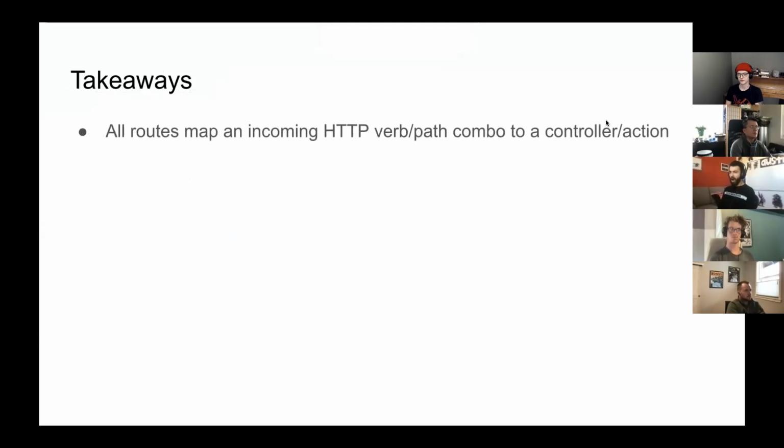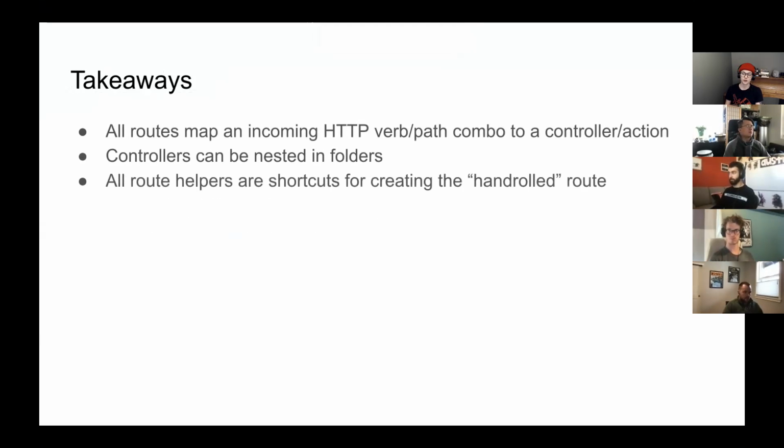So these are the big things to remember. All routes map an incoming HTTP verb and path combination to a controller and an action. Controllers can be nested in folders, and this is useful if you have a group of routes and controller actions that make logical sense together in a case such as authorization. All route helpers are shortcuts for creating the hand-rolled route. This is why in the first project, we really wanted everybody to go through that process of thinking through the verb path combinations and the controller action combinations, so that when we introduced the syntax, there was a good foundation for making those design decisions.